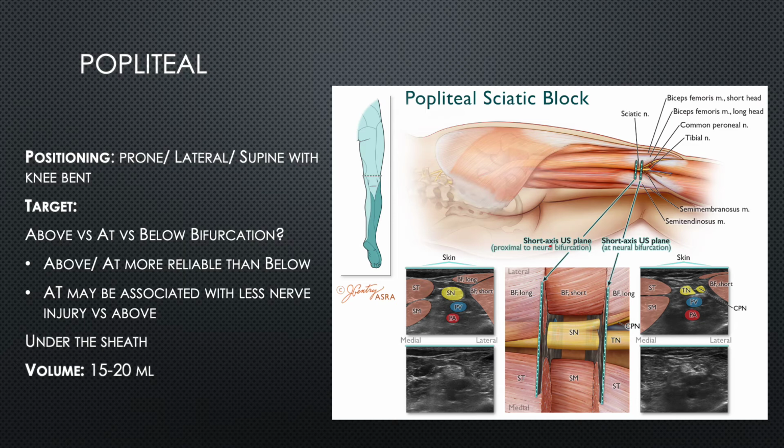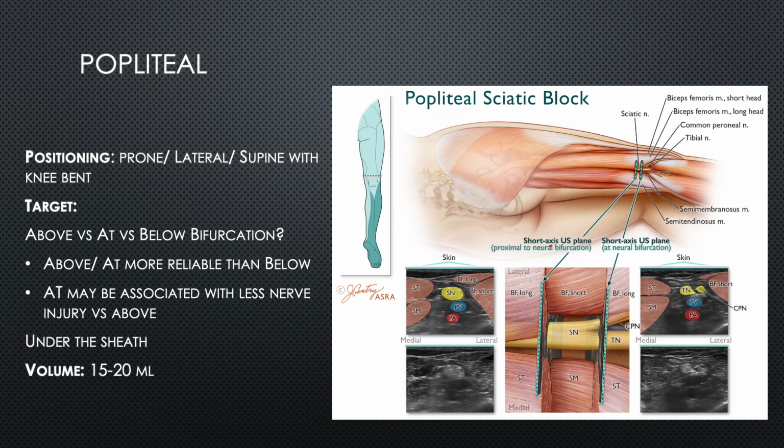The block can be performed with the patient in several positions: prone, lateral, or supine with the knee bent. 15 to 20 mL of local can be used. There have been questions of where the optimal level to block is in relation to the bifurcation, and it's been found that above or at the bifurcation provides a more reliable block than below it.